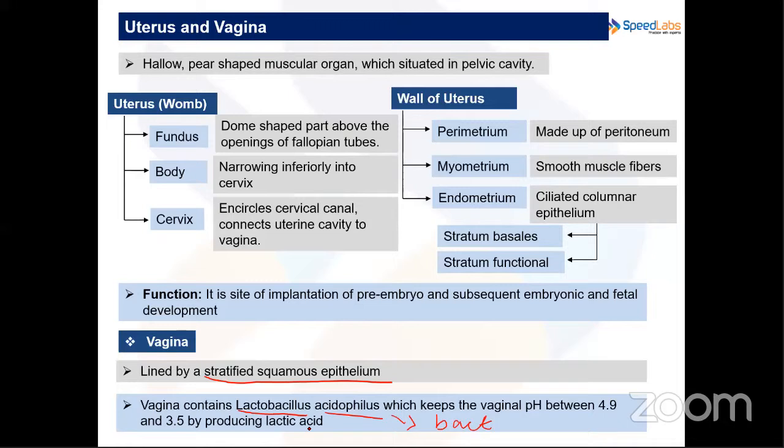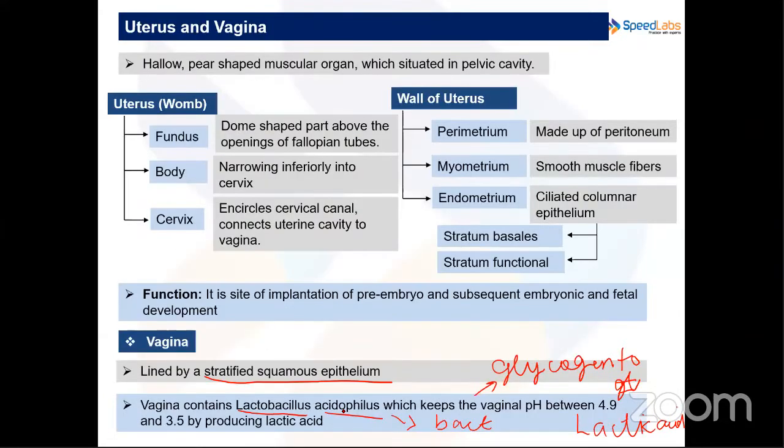So this bacteria converts glycogen to glucose. Sorry, it converts glycogen to lactic acid. So it converts glycogen to lactic acid and thereby lowers the pH. So look at the pH, it becomes low, and because of this, it protects the vagina from the attack of pathogens.